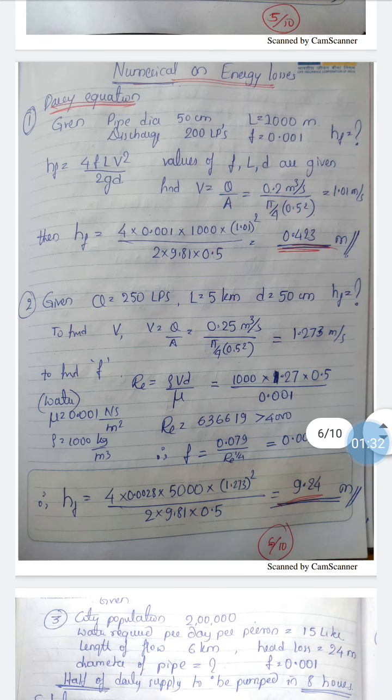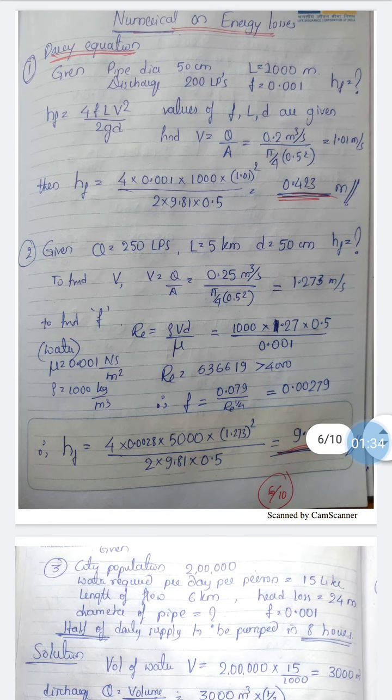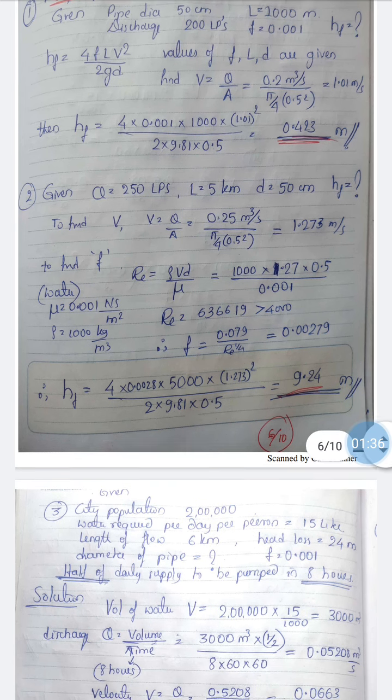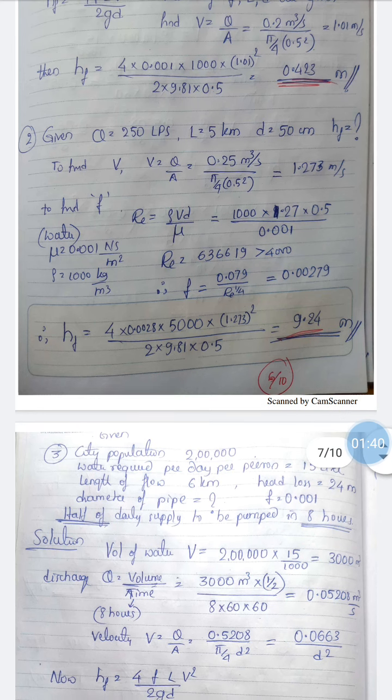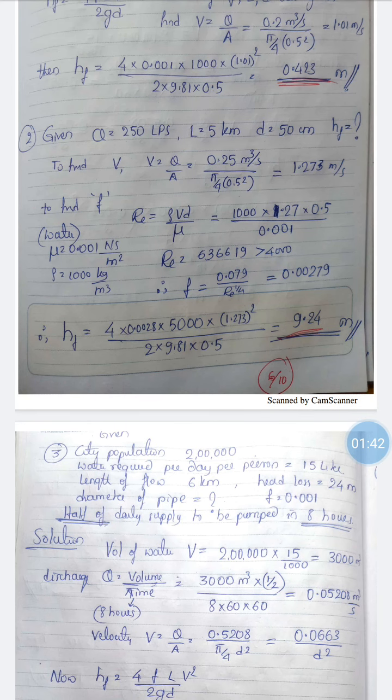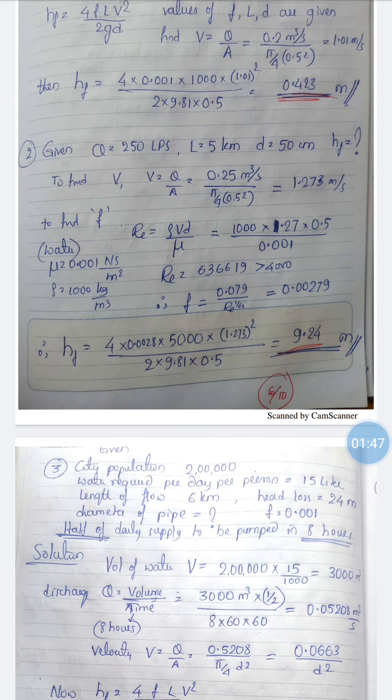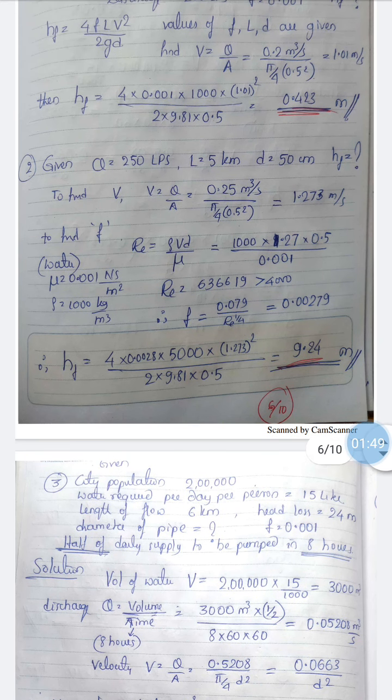Now in the second problem, discharge is given as 250 lps, length of the pipe is 5 km, diameter is 50 centimeter, loss of head due to friction is to be found out. So here it is written as V is equal to Q by A. Since discharge is given, area of the pipe is known, in the sense diameter, you can easily find velocity, but f is not given. So compared to the previous problem, here f is not given.